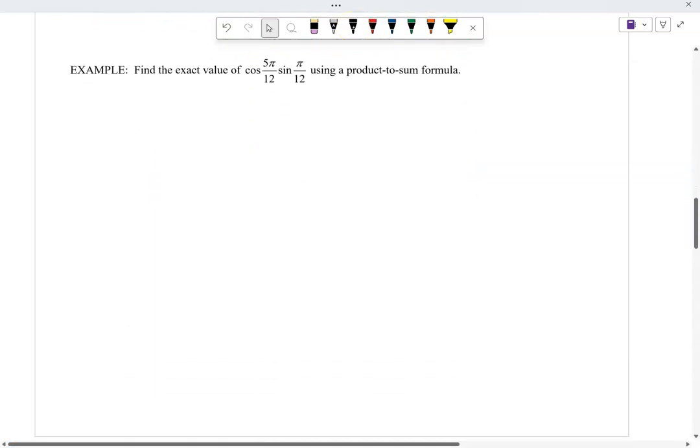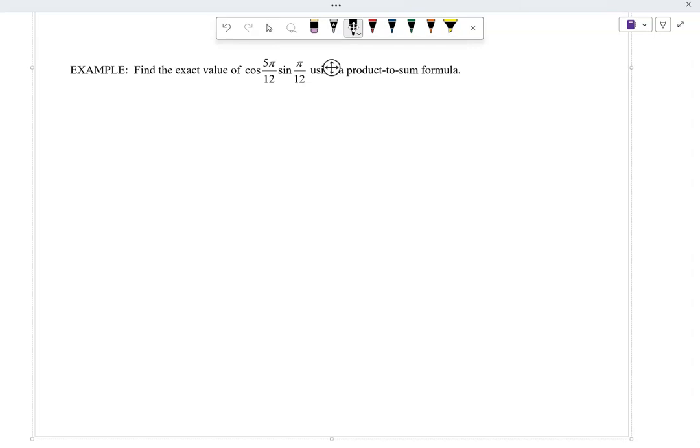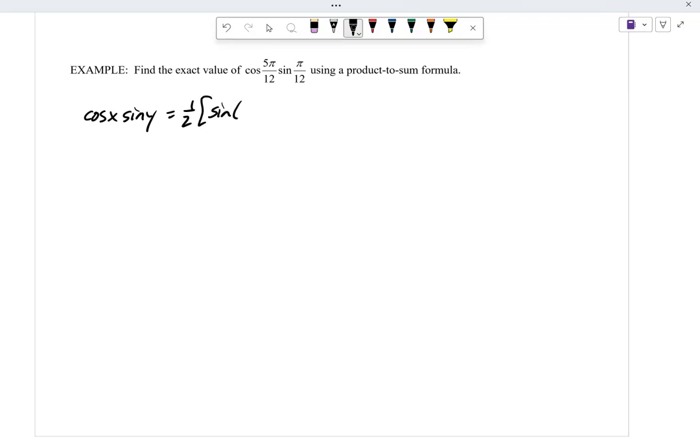Now sometimes you don't have thetas or 3 thetas, you have actual values like this one: cosine 5 pi over 12, sine pi over 12. Again, we'll list the larger one first, which is 5 pi over 12. So we'll use the cosine x sine y formula, where our x is 5 pi over 12 and our y is pi over 12.